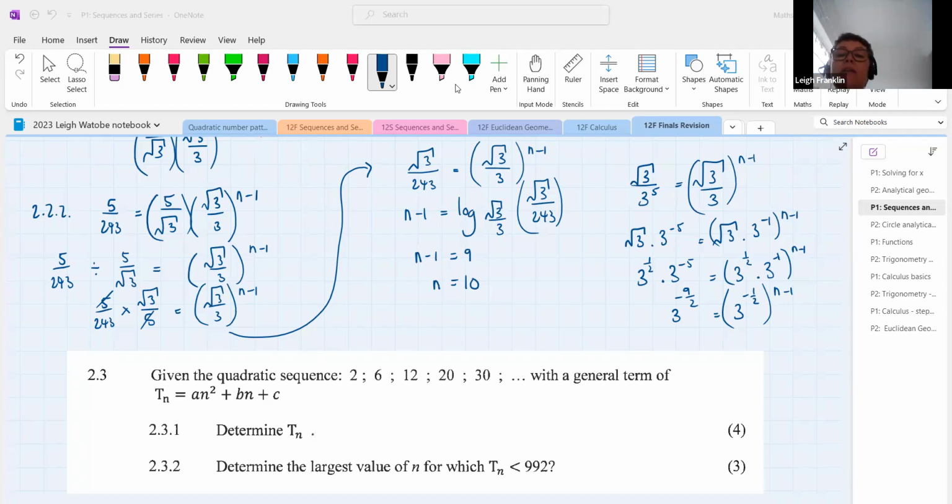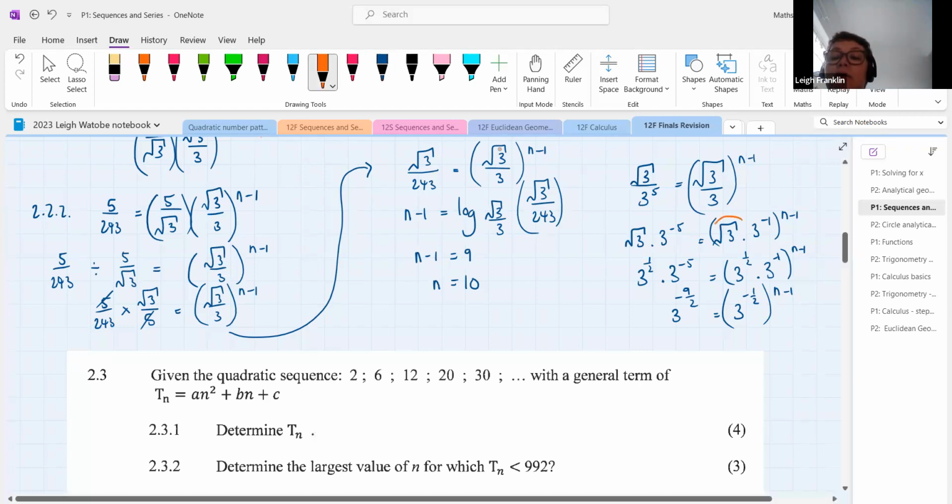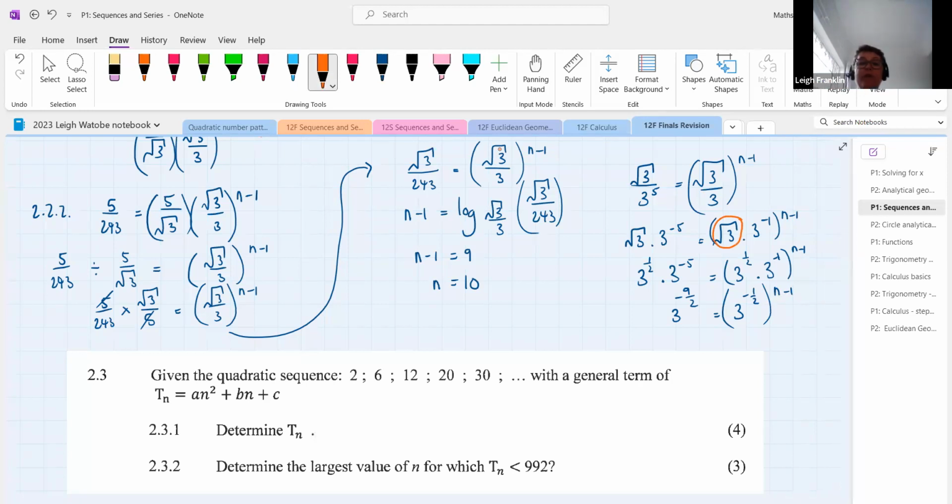Oh, okay. So you can't cancel the thirds because this third over here is part of your base. So the only thing that you could do if you didn't use logs is obviously quite a bit quicker. You see your mistake. Okay, and then you would continue to solve, and you'd end up with the same answer eventually. But you would have to write that root 3 as 3 to the power of half.